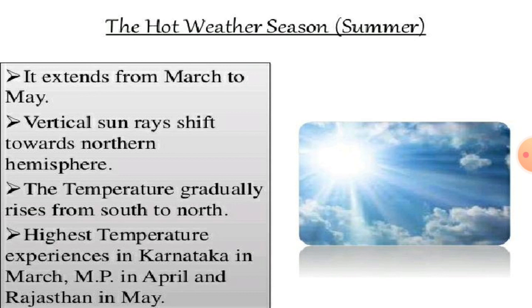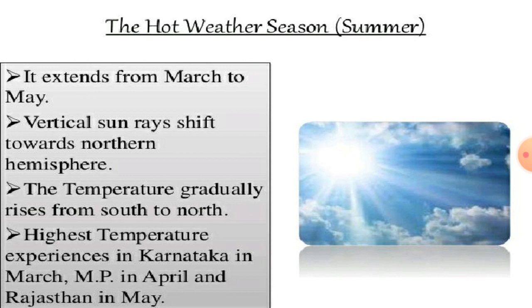The temperature gradually rises from south to north. Highest temperature is experienced in Karnataka in March, Madhya Pradesh in April and Rajasthan in May. So it shows that temperature gradually rises from south to north. First of all, Karnataka in March, then Madhya Pradesh in April and Rajasthan in May. This is the hot weather season.